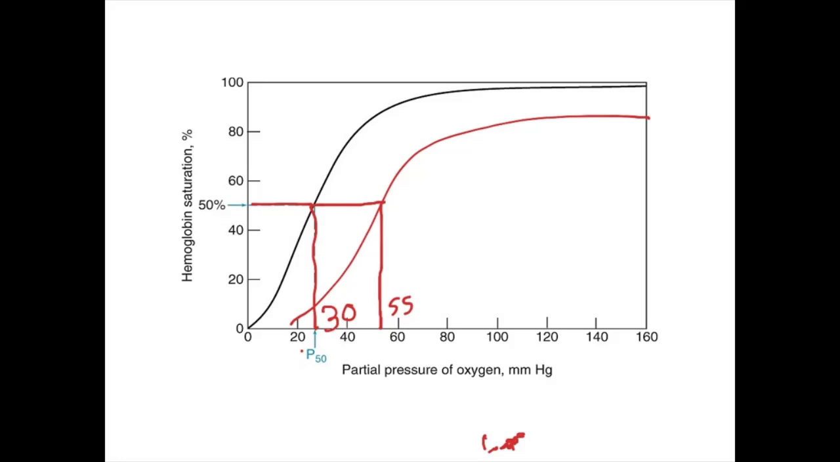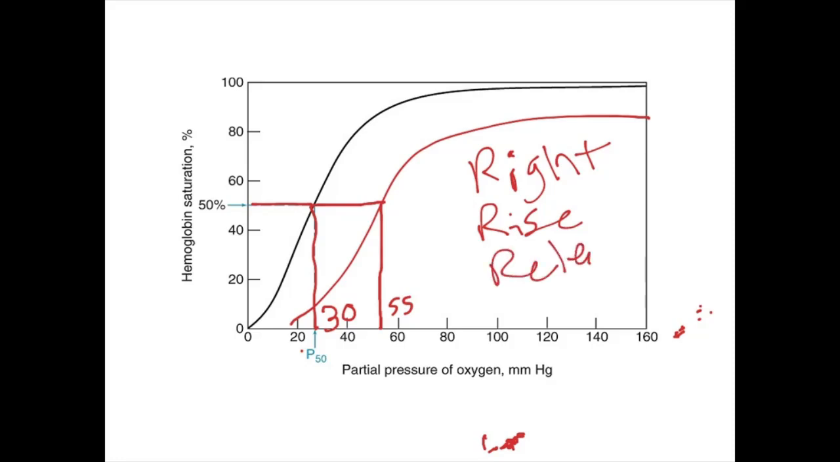So there are a few things that will cause this right shift, and pretty much the way to remember it is right, rise, release. So what that is in reference to is that things that shift you to the right tend to rise, and then they want you to release your O2. So what are these things? That's a good question.